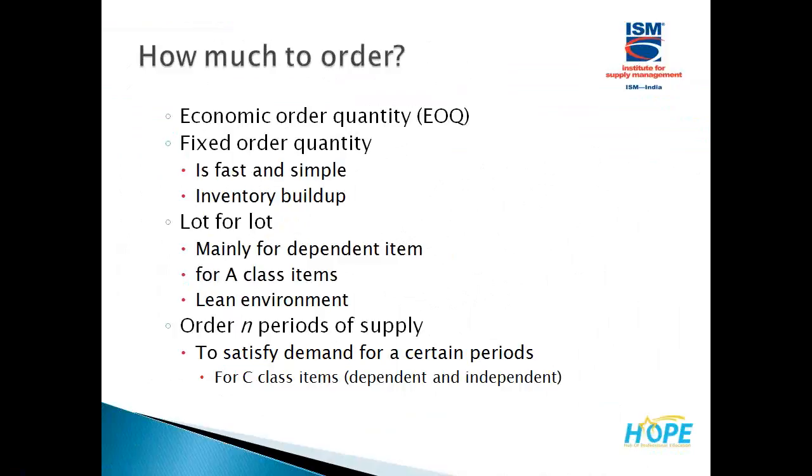Then another system is order end period of supply. A very simple example is the stationery we are purchasing for the computer. Suppose I am aware that I need 4 bundles of stationery every month. So maybe for 3 months I will do the calculation, and my calculation says 12 bundles are required. So I will purchase 12 bundles, consume them in 3 months, and there is no unused inventory lying with me. Generally, we are using this technique for C-class items, maybe for dependent demand items or independent demand items. In both cases, we can use this technique.